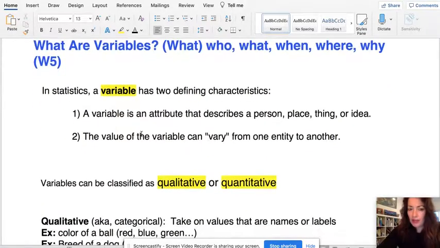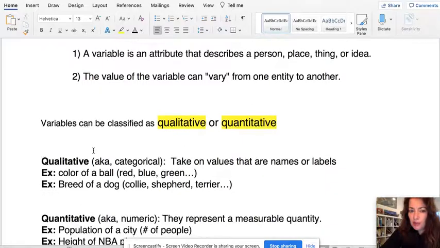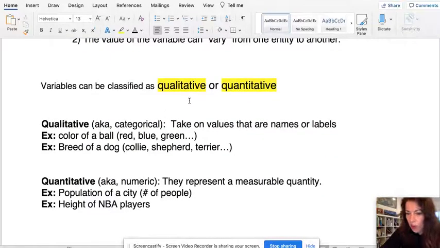So a variable is an attribute that describes a person, a place, or a thing, or an idea, but it could also vary. If we look at the type of variables we have, they could either be qualitative or quantitative. So I would say these are the most important things of this chapter. What is the difference between qualitative data and quantitative?